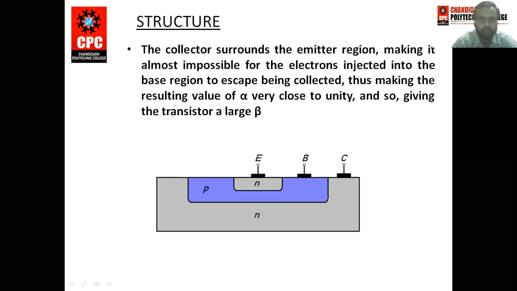These are your symbols and structures. This is the structure of your transistor. As we know, there are three terminals: emitter, base, and collector. The size of the collector is maximum, as shown in the figure. This is lightly doped and this is N plus, that is, heavily doped. This construction gives a larger amplification factor, which is your beta.